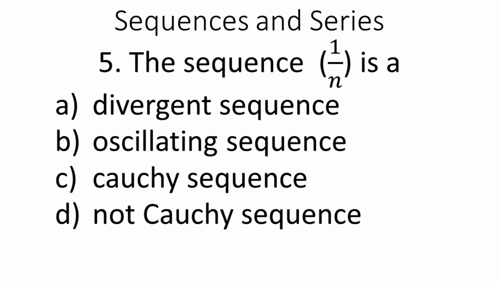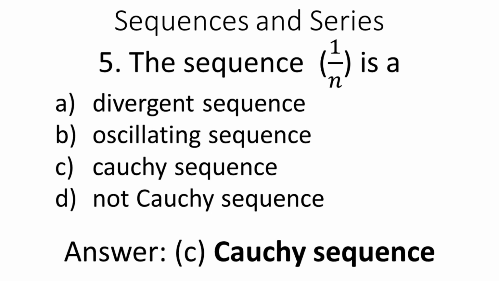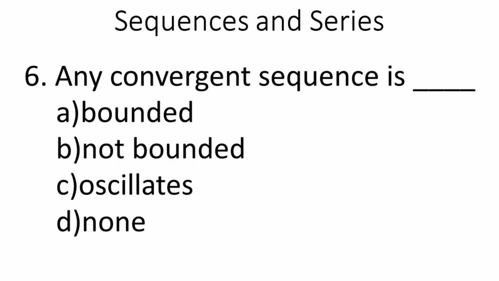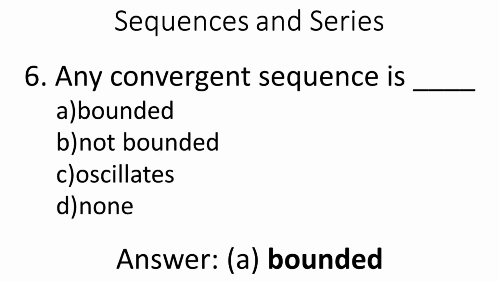Question number 5. The sequence 1 by n is a dash. So here the options are divergent, oscillating, Cauchy, not Cauchy. So we know the sequence 1 by n is a Cauchy sequence. Question number 6. Any convergent sequence. So this is an important theorem that any convergent sequence is bounded. Answer is bounded.